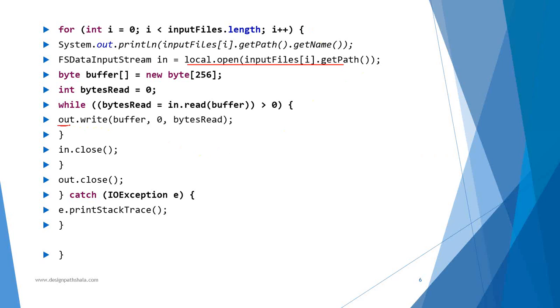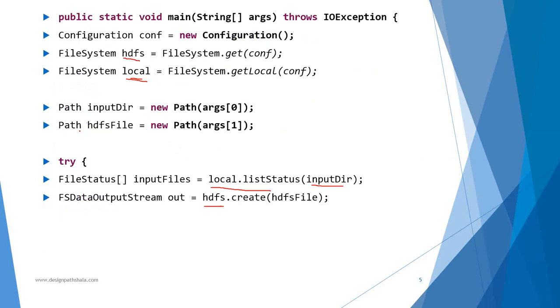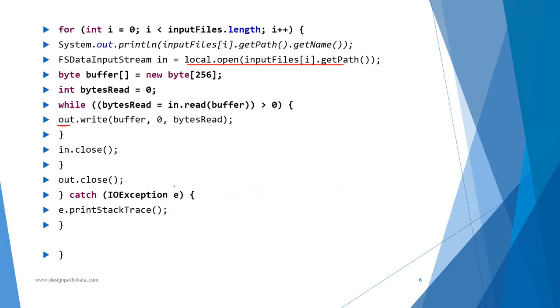So here out.write is basically writing it to the SGFS world. This out is the output stream to the SGFS world, and input is all the input files in my local directory. So what I'm doing is basically merging all the smaller input files in my local directory and creating a bigger file in the SGFS world in this example.